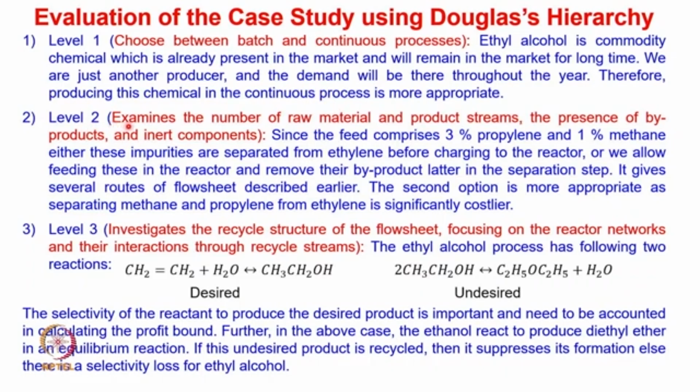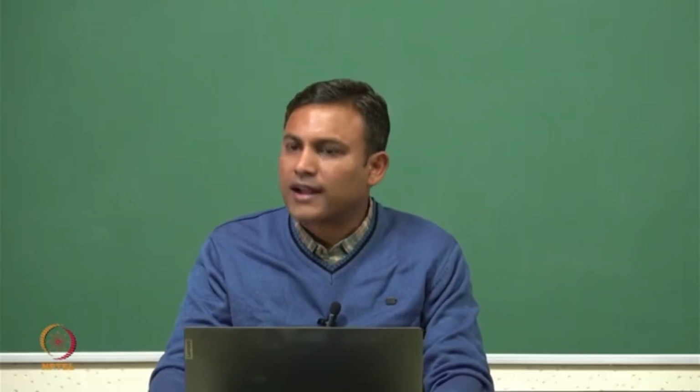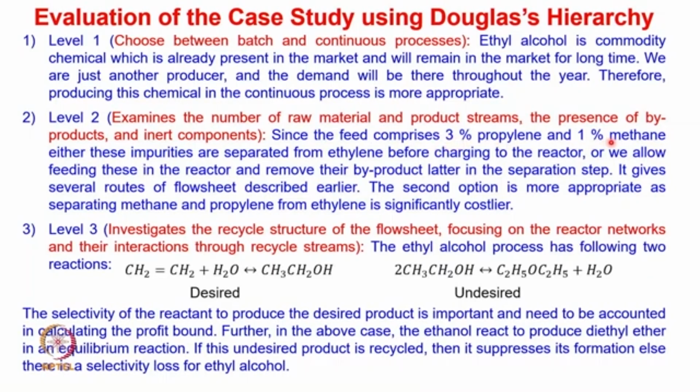Level 2 decision is, we have to examine the number of raw material and product streams, the presence of byproducts and inert components. So clearly you can see that the feed here comprises of 3% propylene and 1% methane. We can decide to separate these 3% propylene and 1% methane from the ethylene, but that is going to be costlier, primarily because it will require a heavy duty condenser. So that is not a viable option. So in such cases what we can do is, we can pass this propylene and methane directly to the reactor, and then we can separate the byproduct or these reactants in the separation steps.